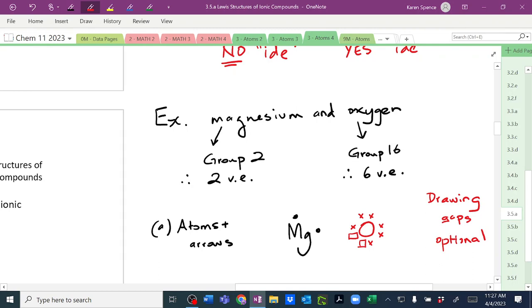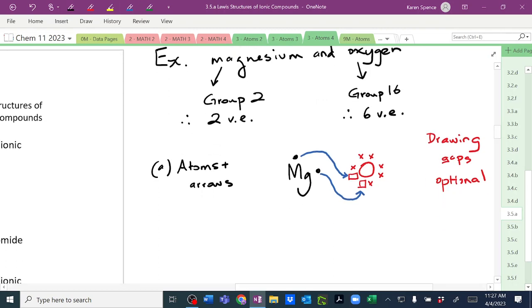What isn't optional, though, is drawing the arrows. Okay, drawing the arrows is not optional. So we're going to take this electron from magnesium and put it into a slot, into a gap. And we're going to take this electron and put it into a gap. And then we're going to redraw, we're going to draw the ions.